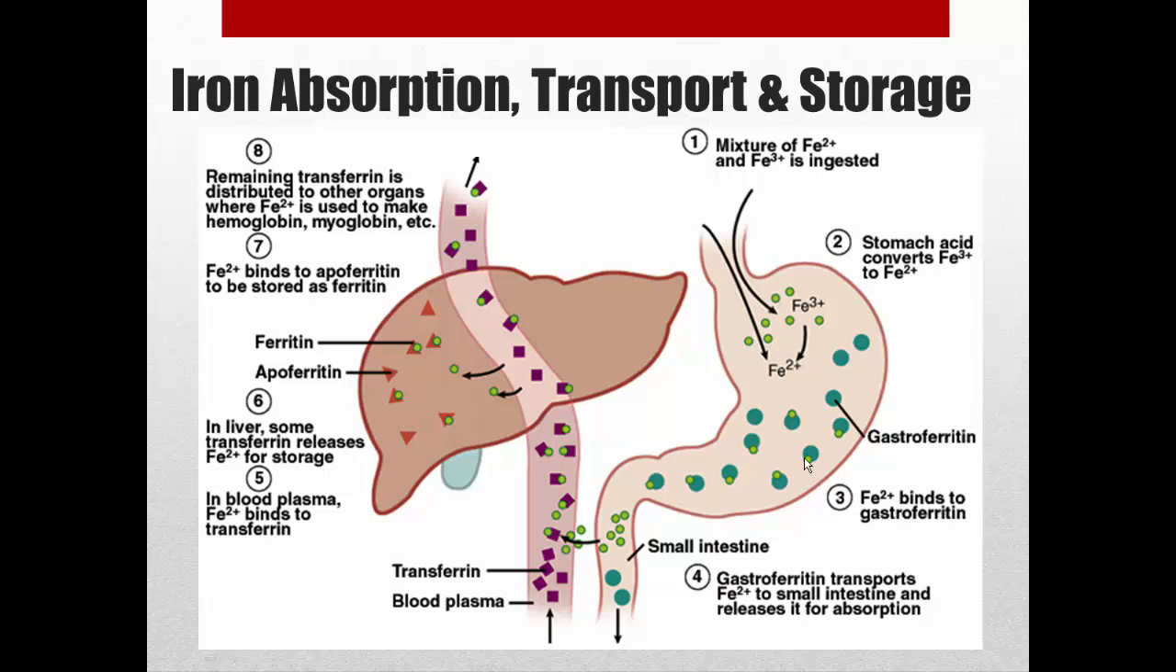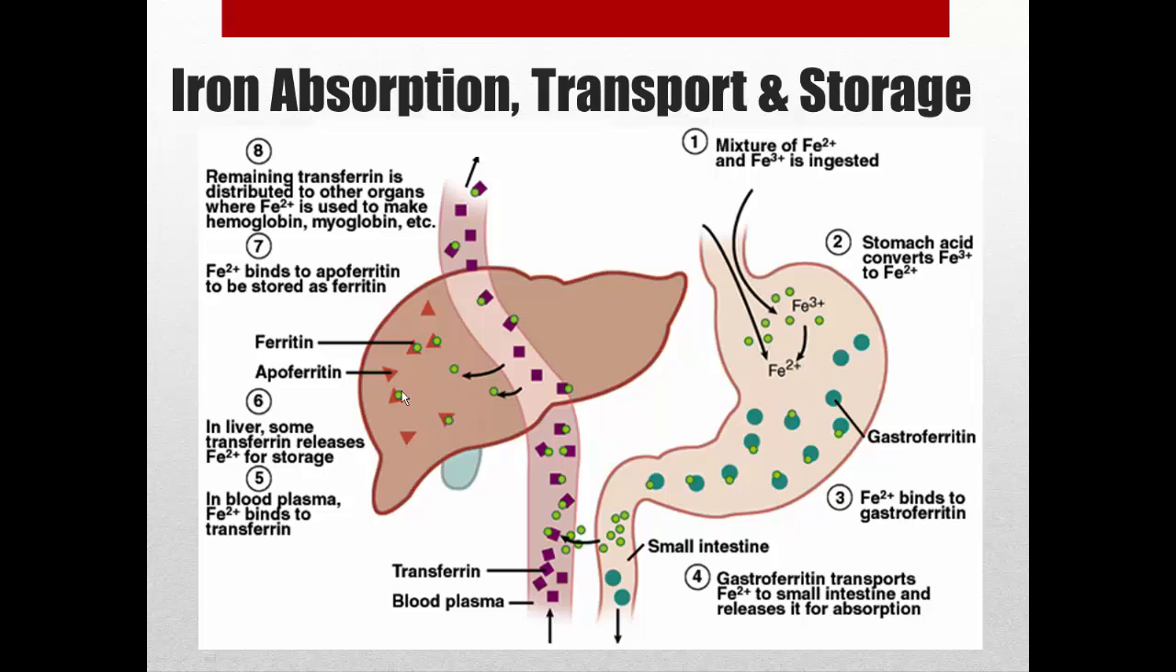Now that iron moves into the small intestine with the gastroferritin. There the gastroferritin lets go of it, so the iron can be absorbed into our blood. But as soon as it gets in the blood, it's bound up by another protein called transferrin. Transferrin keeps the iron bound up in our blood as we go. It can take it directly to cells if the cells need it for some reason, or it's going to go to the liver, and we can store it there.